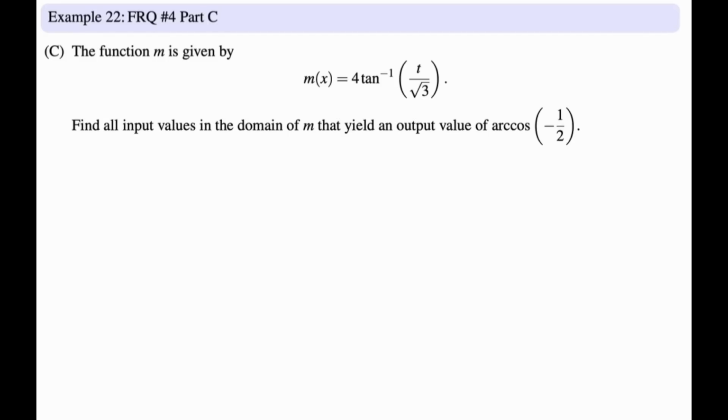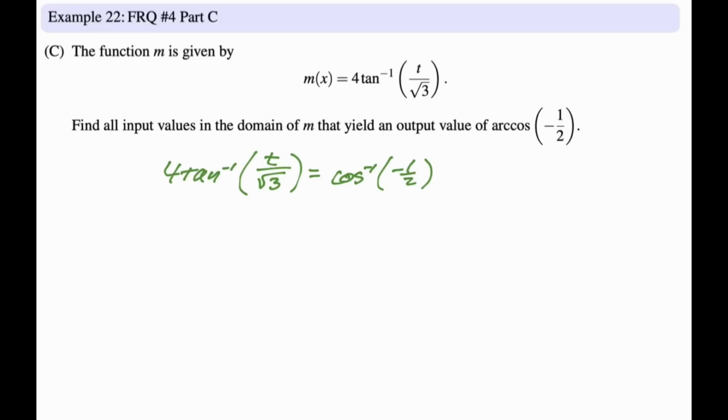And then we have this. The function m is given by m of t equals 4 arctan of t over root 3. And then we want to find the input that yields the output, arc cosine of negative 1/2. So they're testing a bunch of things in this question. First of all, you have to know the arc cosine of negative 1/2. That's definitely 2 pi over 3, right?